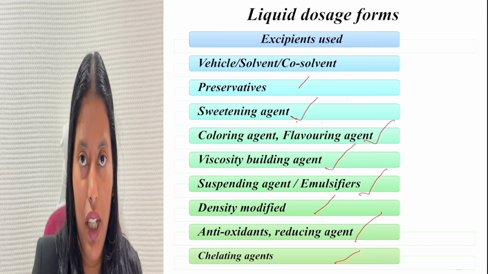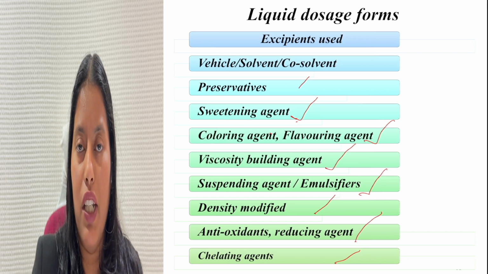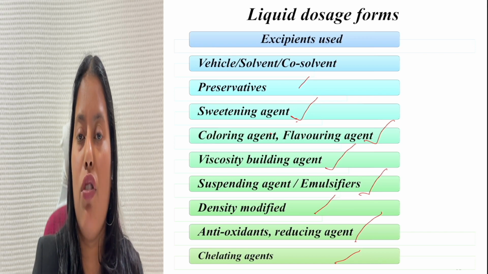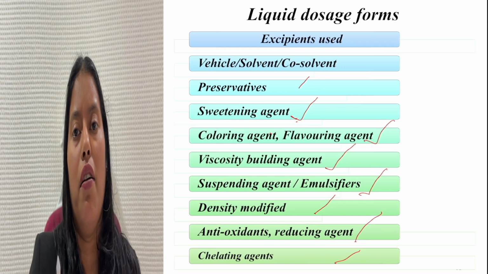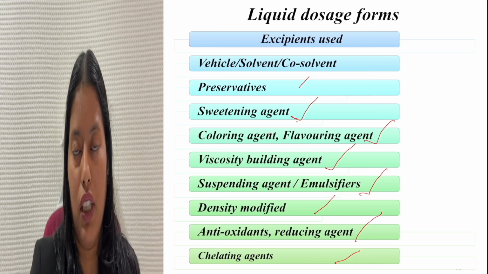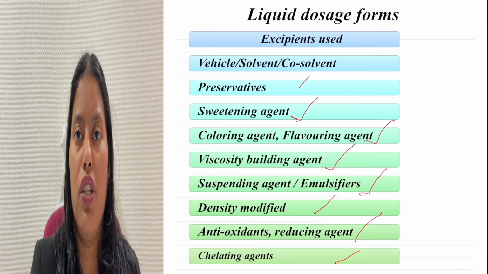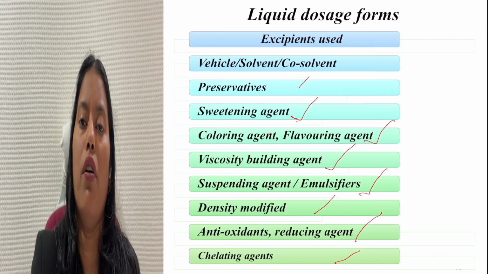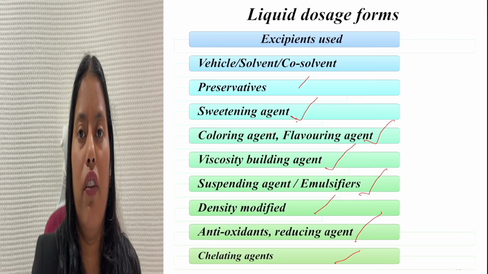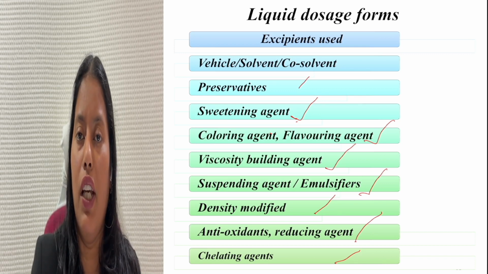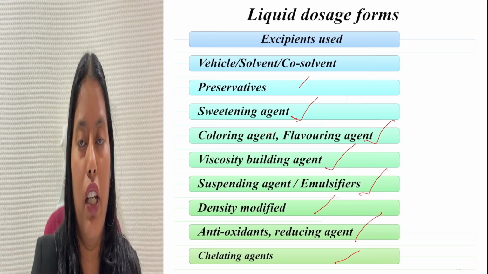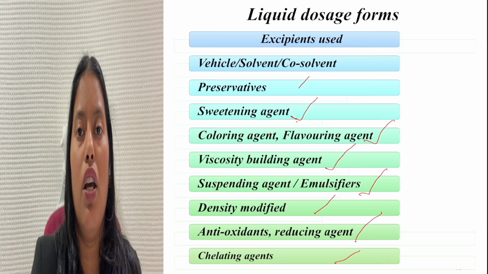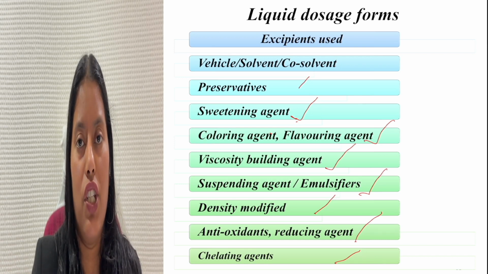Then you have viscosity building agents. Various viscosity building agents are used to maintain the thickness of formulation. So if you prepare a suspension formulation, you have to maintain the thickness so that all particles do not settle down. The particles should be suspended for sufficient time till removal of dosage form from the container. So if it is liquid, you just shake it, and if it is settled down, then you will not have uniform drug distribution inside the formulation, and the dose delivery is also not accurate. So to overcome this, the suspending agents are added.